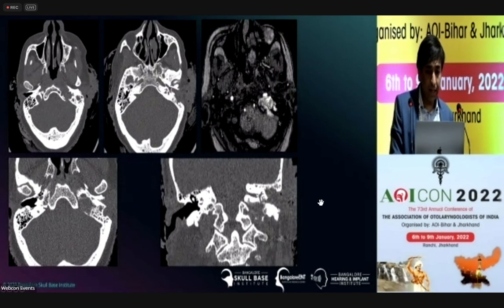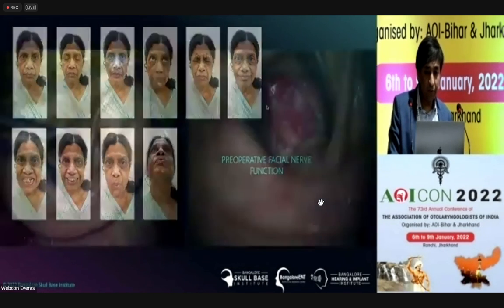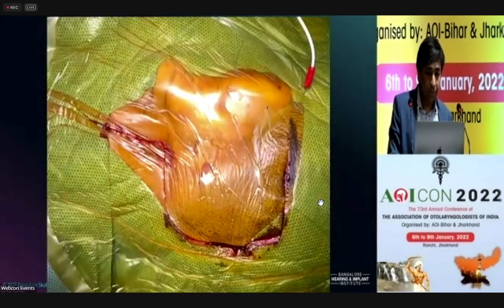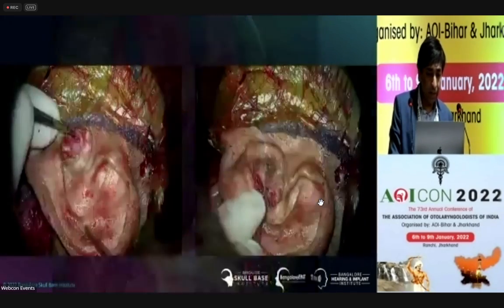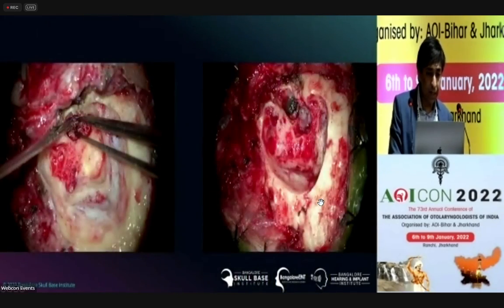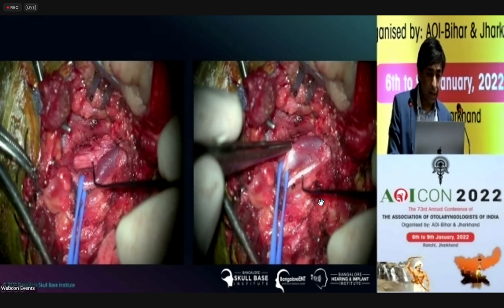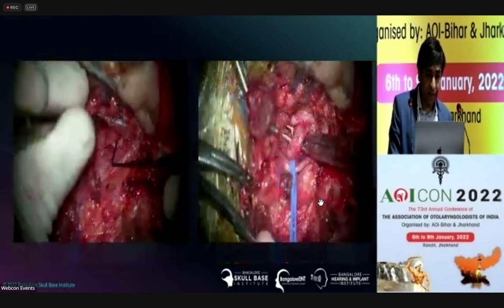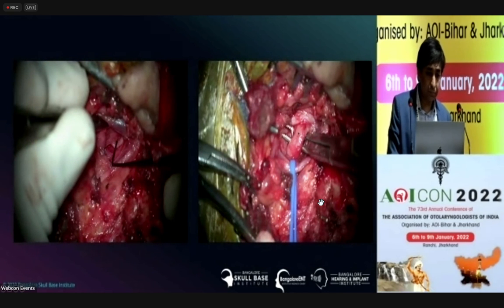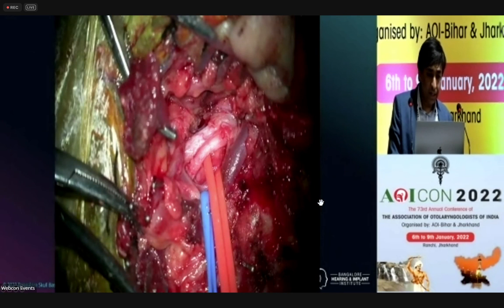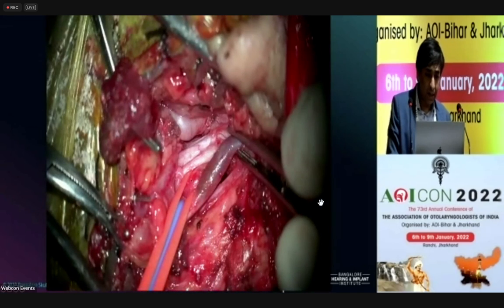So this is C2 bar 3 in a lady, perfect facial nerve function, paraganglioma. I'm doing the first preliminary step, blind sac closure has been done, canal wall down mastoidectomy, the jugular vein being identified, ligated, carotid being dissected out, and control of the carotid is absolutely important. So carotid and IJV has been controlled. The hypoglossal nerve can be seen there. The vagus also can be seen lower down.